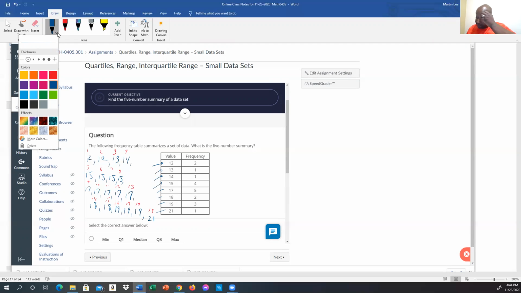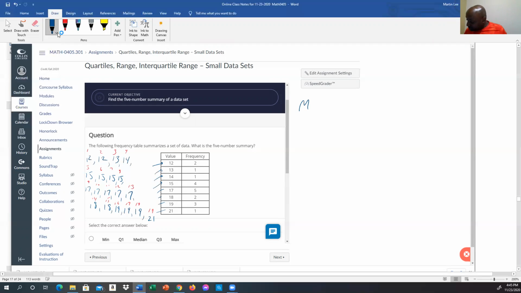Okay, so the first thing we want to identify is the median or the middle number. And we can find that by taking the total number of numbers in the data set, which is 19, divide that by 2, and that gives us 9.5. We want to round that up to the nearest whole number, which is 10. So that means that my 10th number is going to be my median.